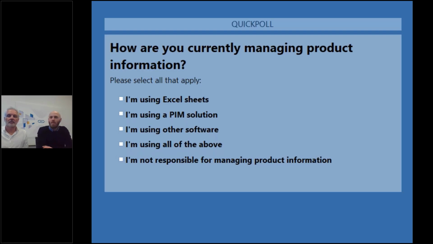Great. So the options are, how are you currently managing your product information? You can select multiple checkboxes because there's multiple ways to manage your product information. You can use Excel sheets. You can use a PIM solution, PIM software, or other software. You could use all of the above, or you are not responsible for managing product information. That's also a possibility. So I see a lot of votes are coming in with two clear winners.